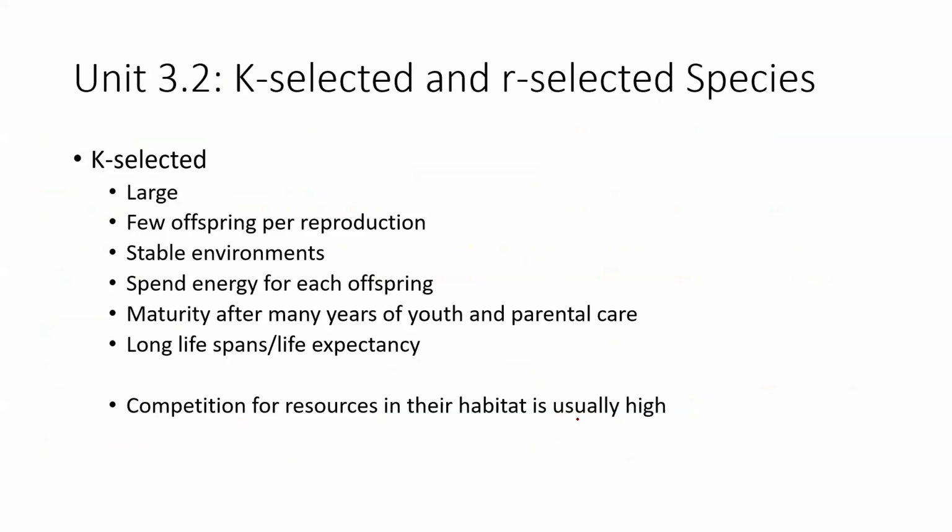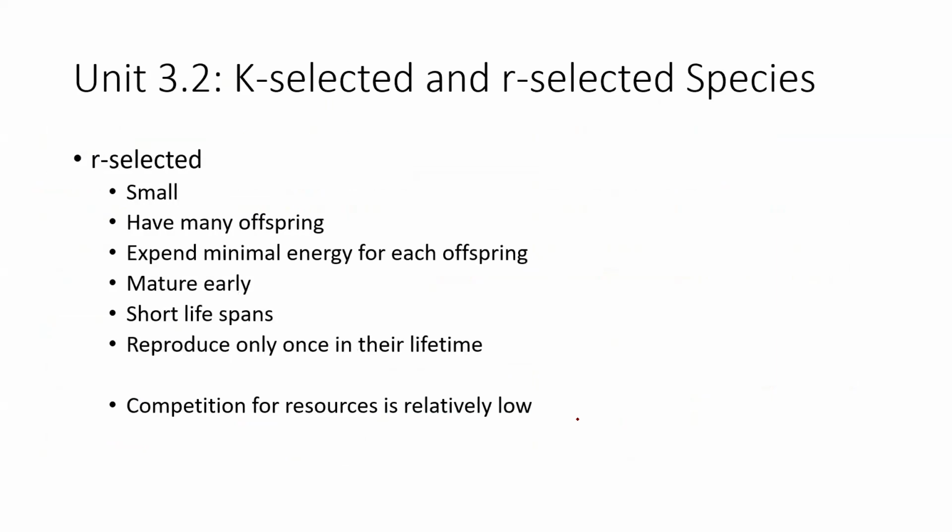So just some of the key things again: K-selected, large, few offspring per reproductive event, stable environments, spend energy on the offspring so they have that parental care. Competition for resources in their habitat is usually high. So they're usually right around carrying capacity and competing for resources.